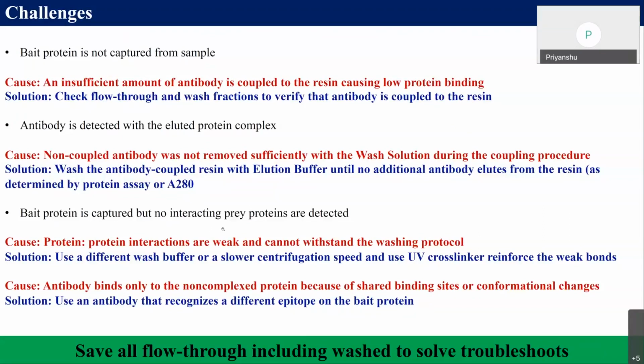And after all this discussion, all this lecture, I'm giving you one important point: save all flow throughs. It means in a complete co-IP experiment, there are 16 or 17 flow throughs coming: the washing steps, the incubation step, the pre-cleared lysate, every flow through. Save all flow throughs for troubleshooting, so that you know at which step you went wrong. So that's all.